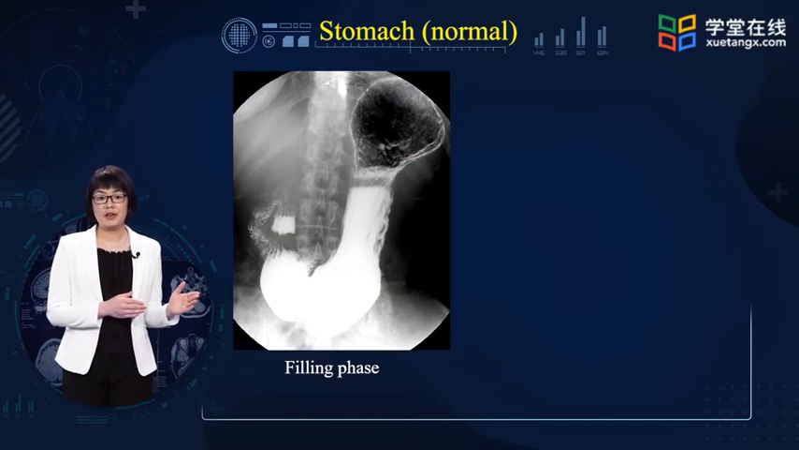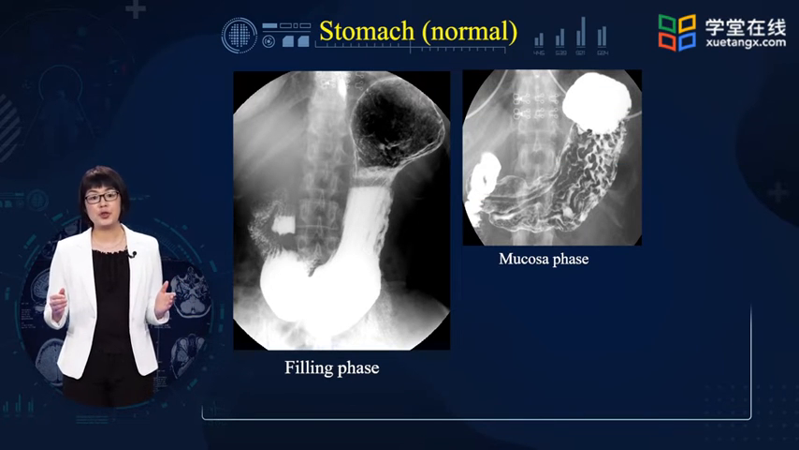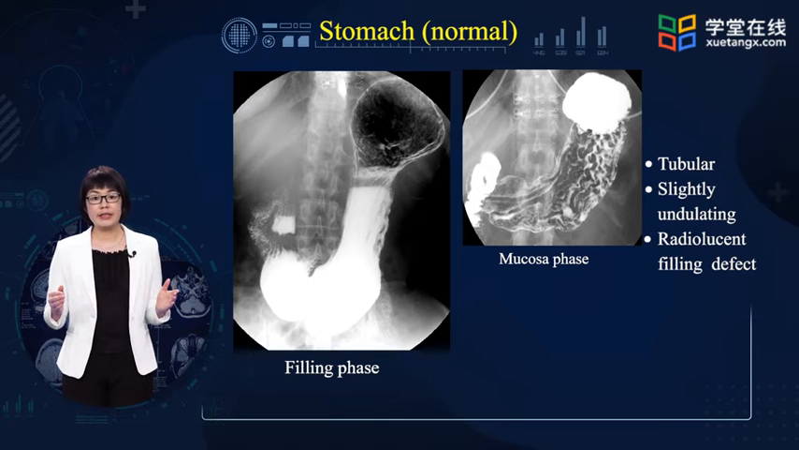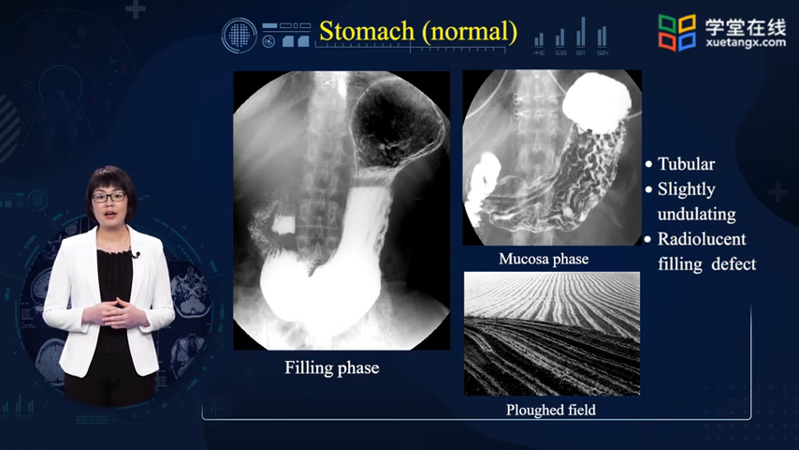This is the filling phase and mucosal phase of a normal stomach. The gastric mucosal folds are depicted as tubular, slightly undulating, and radiolucent filling defects on the top right. Do you think they look like a projecting filled...?